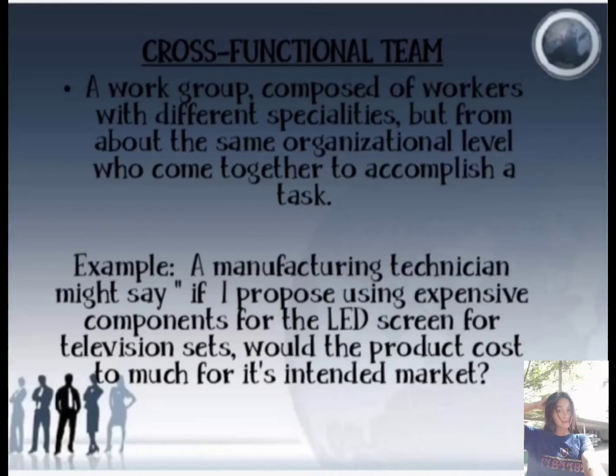For example, a manufacturing technician might say, if I propose using expensive components for the LED screen for television sets, would the product cost too much for its intended market?